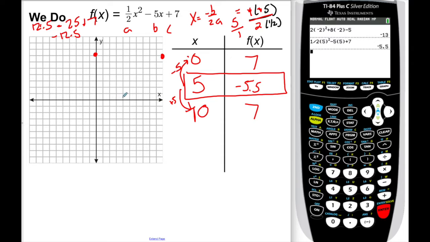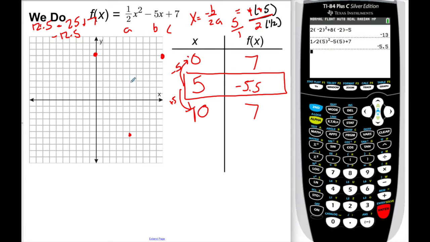1, 2, 3, 4, 5. 1, 2, 3, 4, 5. Oh, not 5 though. 5 and some change. 3, 4, 5, 1, 2. Okay.